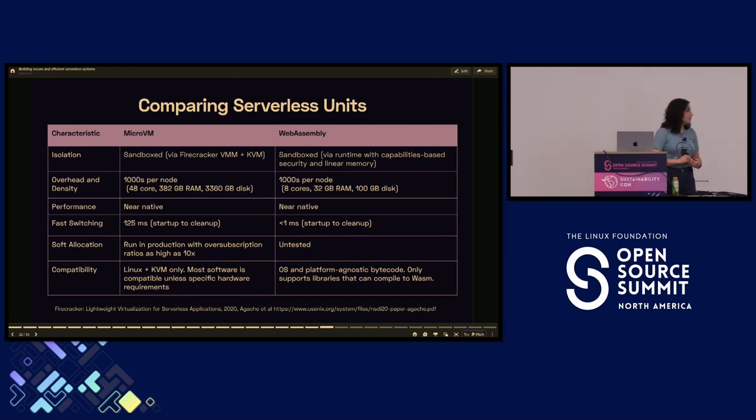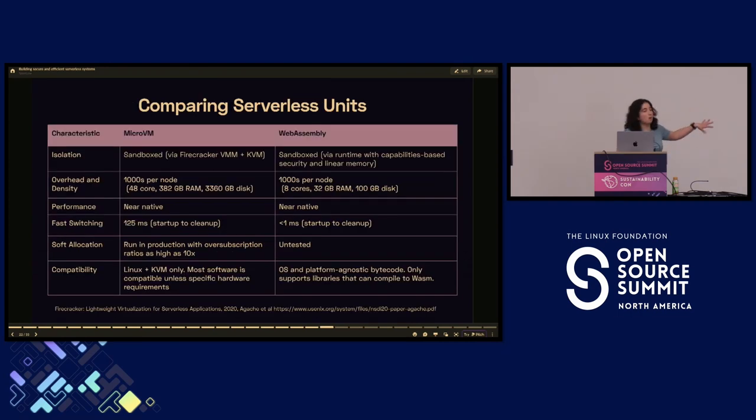And then for compatibility, the MicroVM is Linux and KVM only, but it is compatible with most of the libraries that you like. The only requirement would be if you have very specific hardware requirements. WebAssembly, like we talked about, is OS and platform agnostic, so it's not tied to Linux or a specific hypervisor. The caveat here is that it only supports libraries that can compile to Wasm. So you need to make sure that your favorite libraries are supported by that ecosystem.